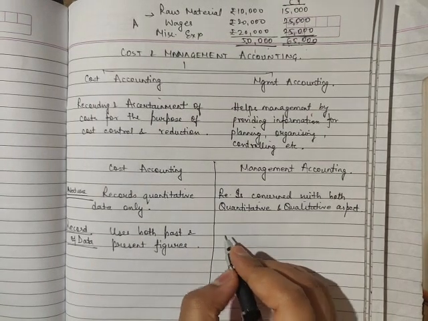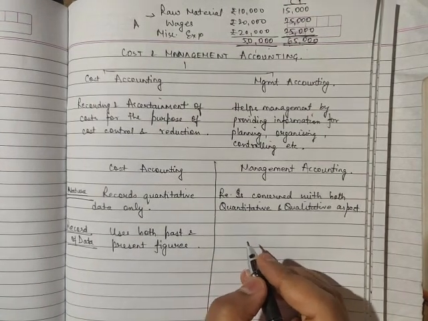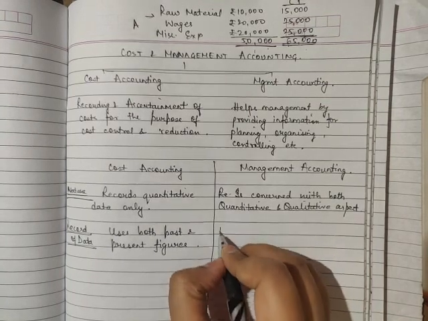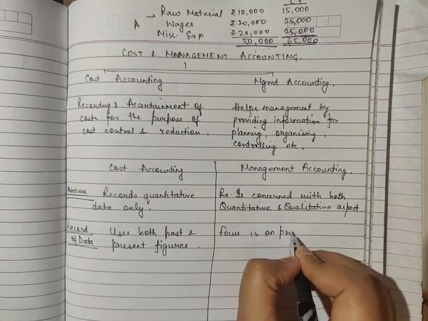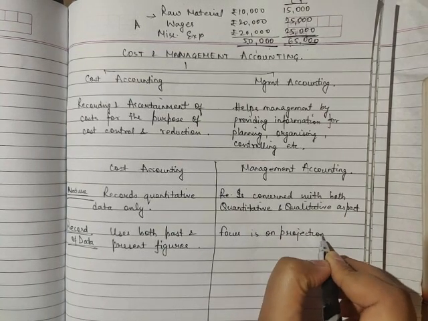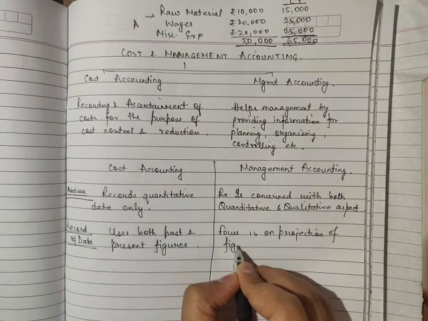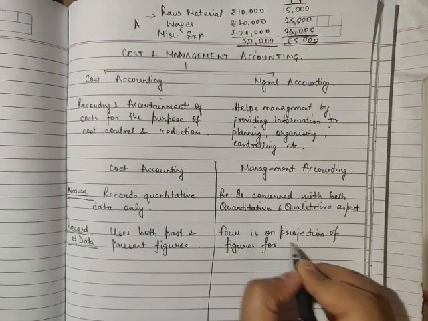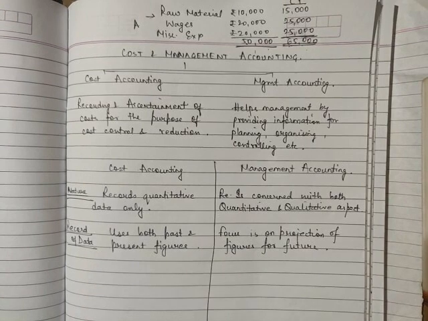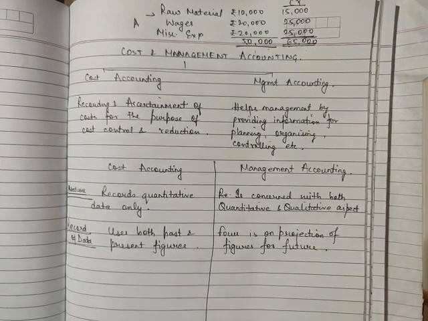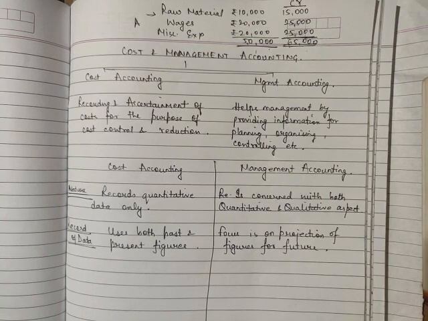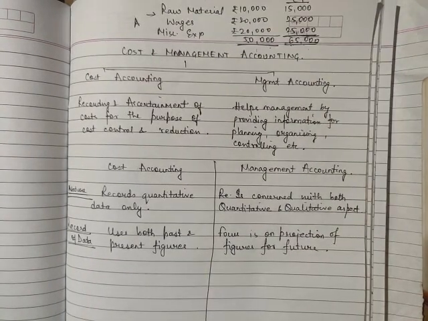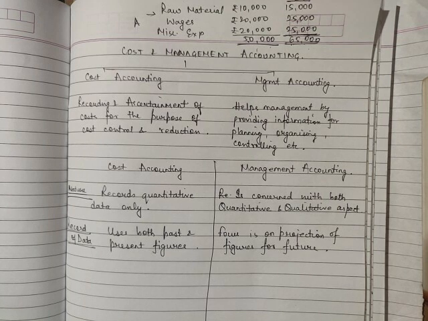Management accounting is associated more with future data. That is, the focus is on projection of figures for the future. Basis the past data, management accounting seeks to predict what will be the performance of the entity in the coming year or what performance the entity seeks to achieve in the future.